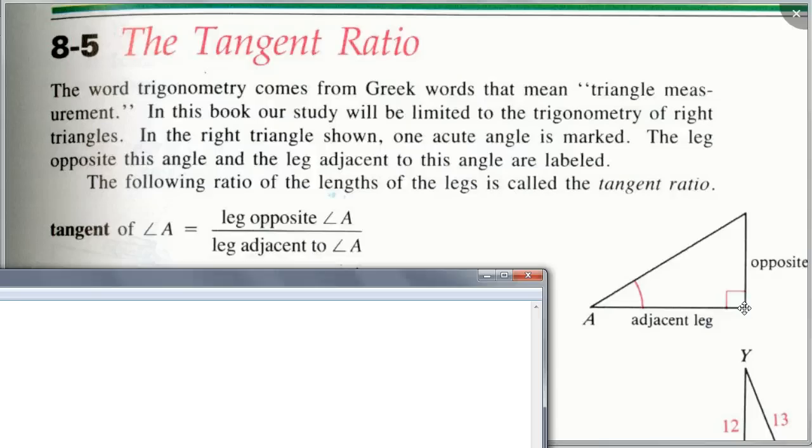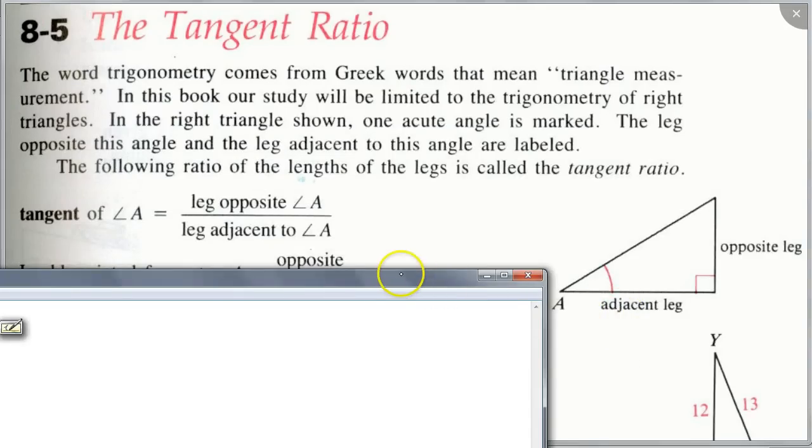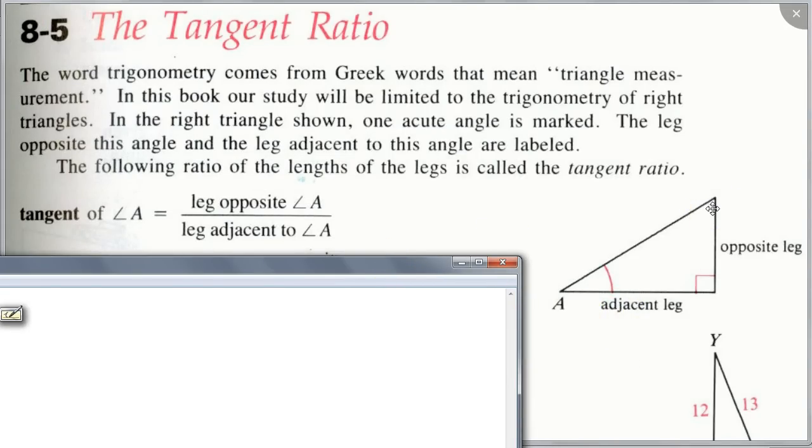By the way, take a look at this triangle. Why do you think this side over here is the opposite leg of the angle A? Anybody have any guess? Why is this the opposite? How about Nico? What do you think? Because it's opposite the angle A. Yeah, it's the opposite side of the angle A, right?